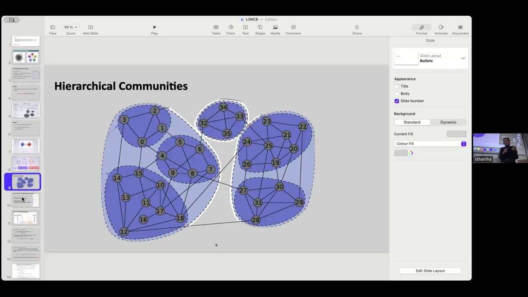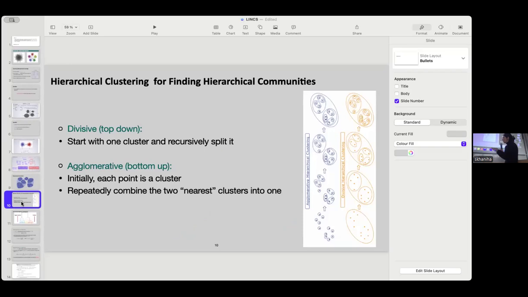For recovering hierarchical communities, the first step is to have some hierarchical clustering. There are a lot of hierarchical clustering algorithms in the literature, but we can divide all of them into two general methods. One of them is divisive, top down. At the first level, we put all the nodes into one cluster.